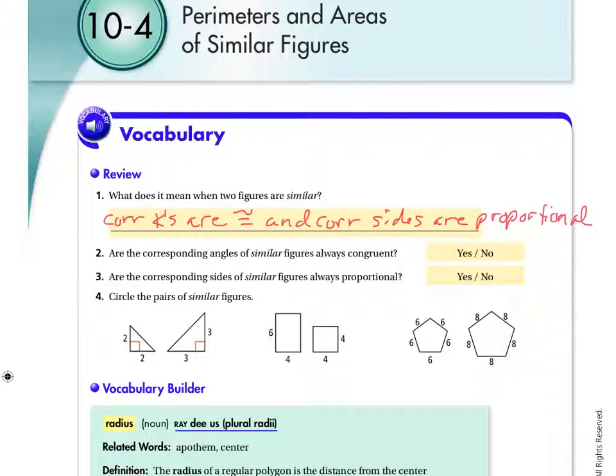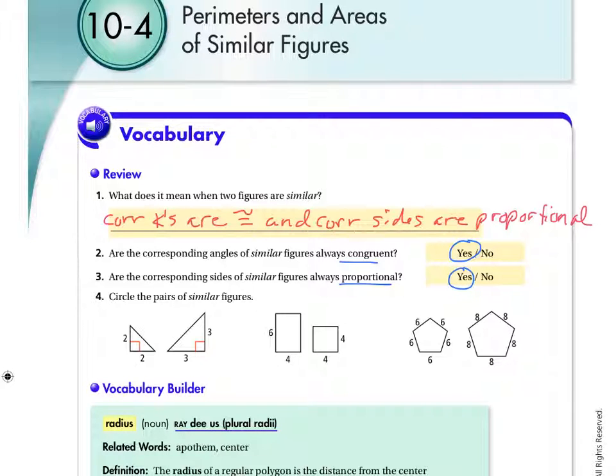So question number 2, are the corresponding angles of similar figures always congruent? Yes, because that's part of the definition, so it always has to happen. Number 3, are the corresponding sides of similar figures always proportional? Yes. So there's your two pieces. Circle the pairs of similar figures.